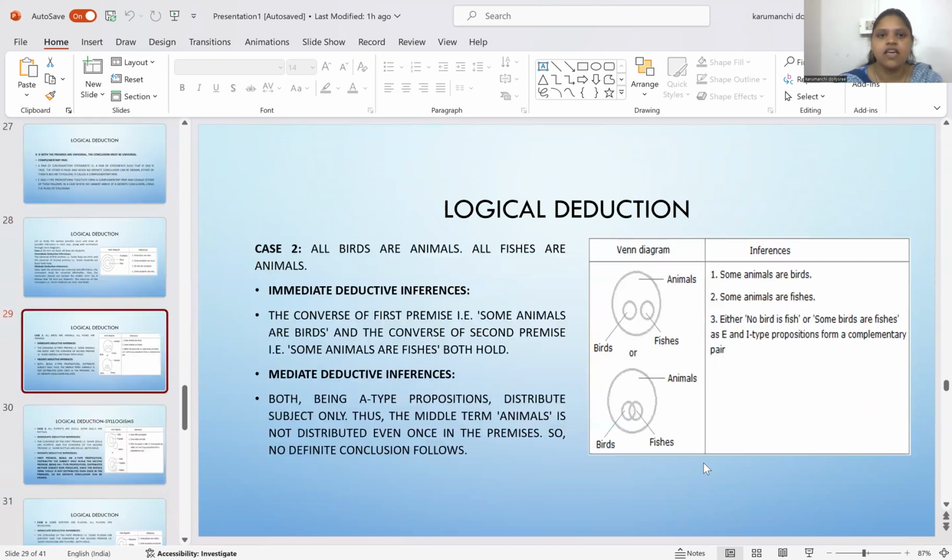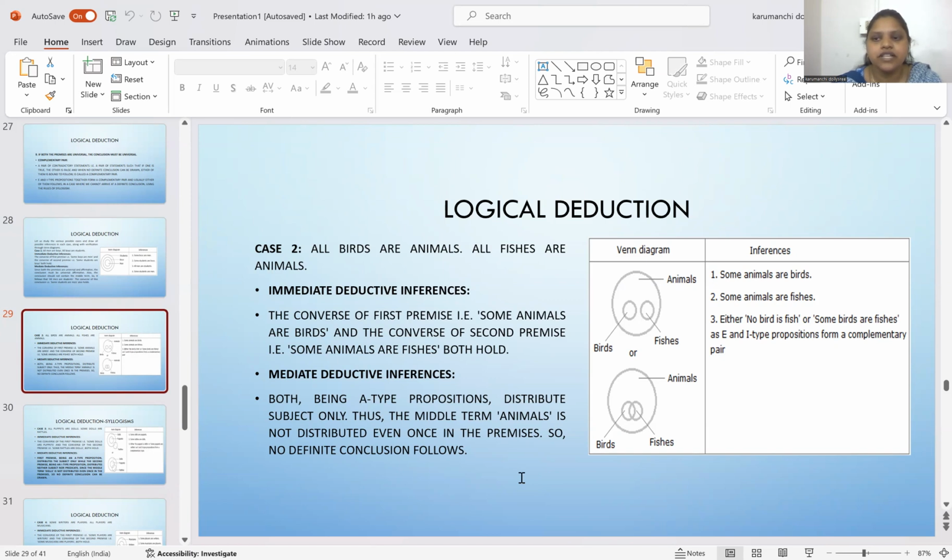Yeah. And the next case is all birds are animals, all fishes are animals. So if we see both the statements, from this the immediate deductive inference is the converse of the first statement is some animals are birds, and the converse of this statement is some animals are fishes. So the mediate deductive inference is both being A-type propositions distribute the subject only. So the middle term is not distributed even once in the premises.